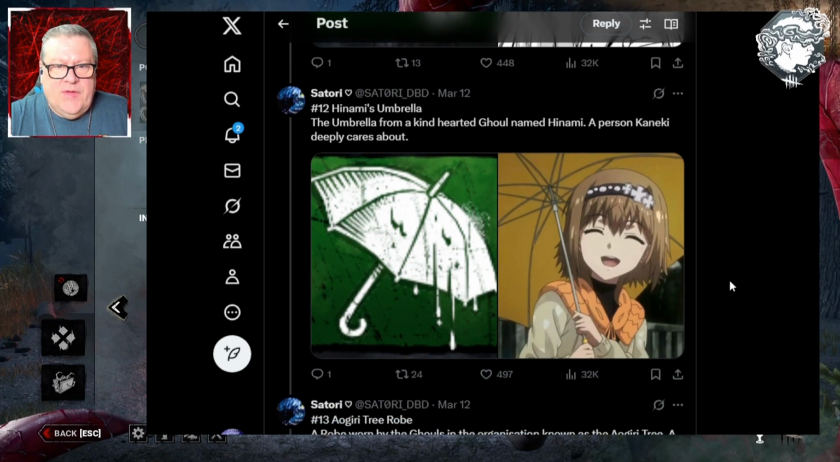Number 12, Hinami's umbrella. The umbrella from a kind-hearted ghoul named Hinami, a person Kaneki deeply cares about. If you've seen this series, this is a pretty emotional, overwhelming connection to that item.